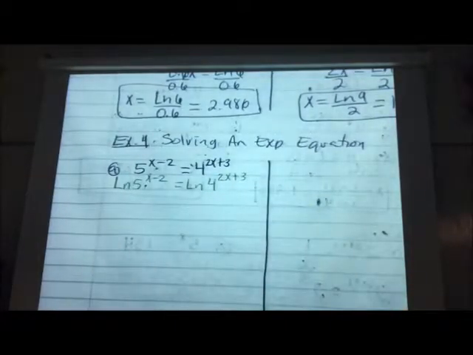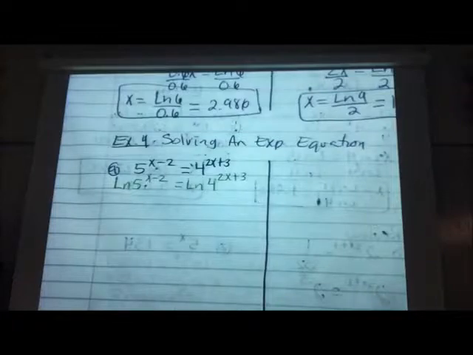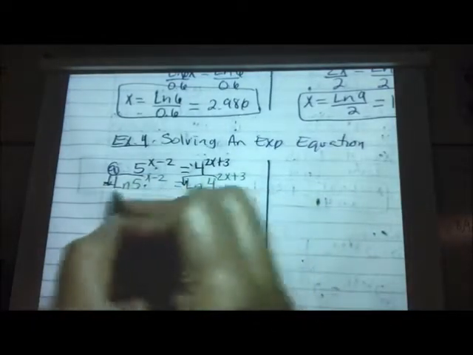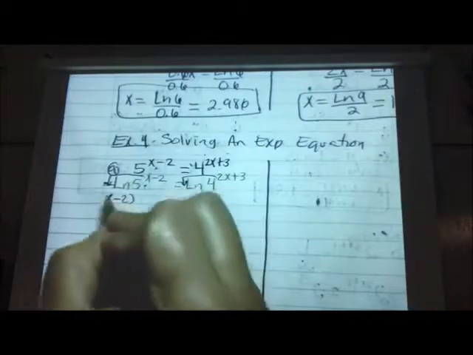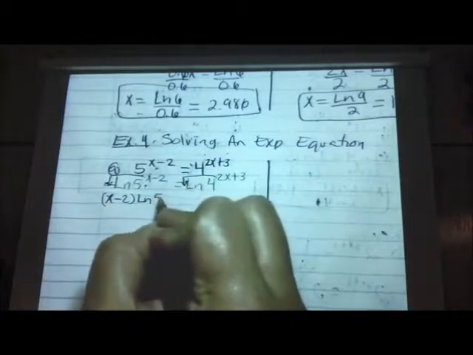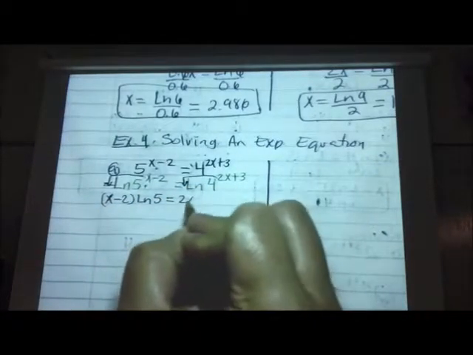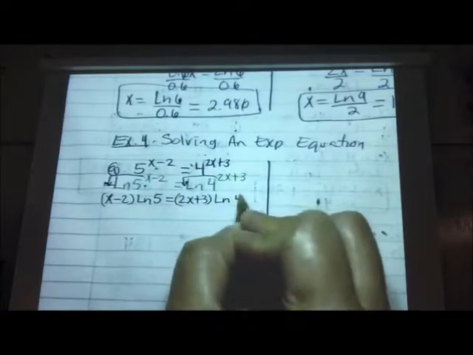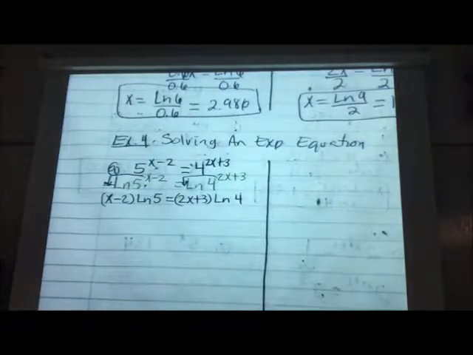So this is where the next question would be, what did we say we had to do in the first problem in example 2? Move who to the front? So we have to move these little exponents to the front. So this becomes x minus 2 ln of 5 equals 2x plus 3 ln of 4. Now here goes a quick question.